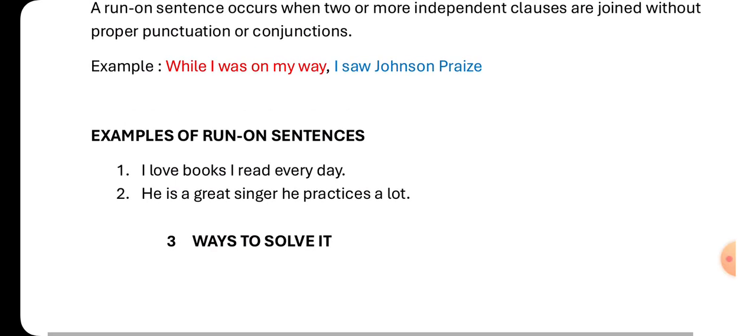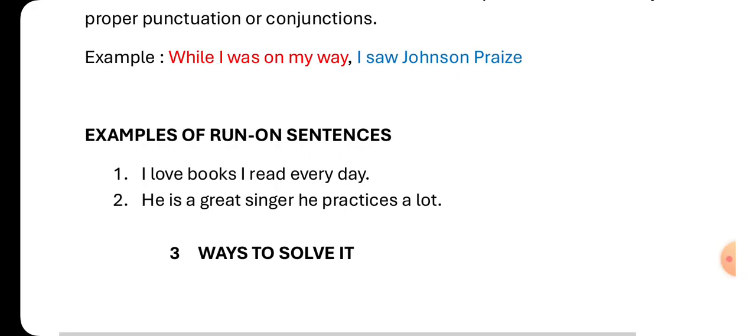The phrase "I love books" is what? It's an independent clause, because you can stand on "I love books." Yes, it makes meaning. "I read every day" is also what? An independent clause. So the person was supposed to bring what? Either a comma, or a full stop. Even if we bring a comma, it still doesn't make that okay.